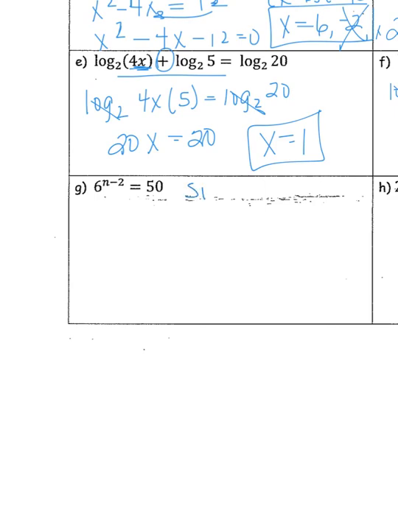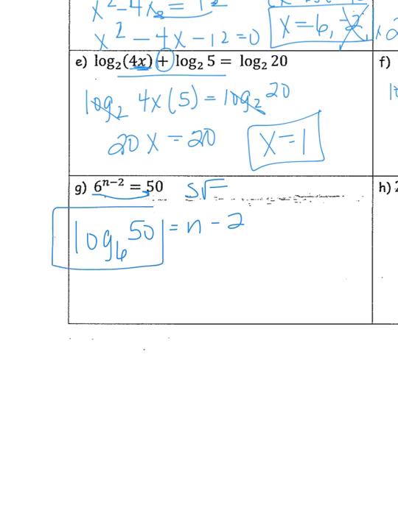So I'm going to put SF for switch forms. So this is exponential form, so I'm going to write log, the base here is 6, so the 6 comes down, we go all the way across to get the 50, and that equals n minus 2. Okay, this we can type in our calculator. Your calculator is programmed in base 10, but this is base 6, so we do what we call change of base.